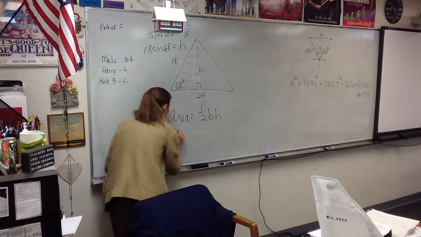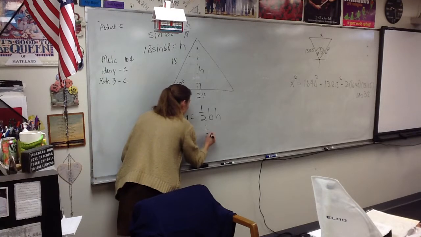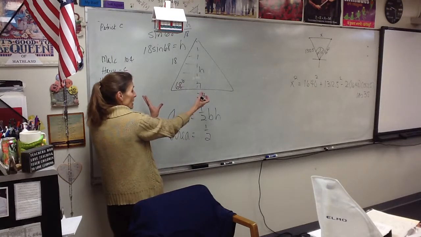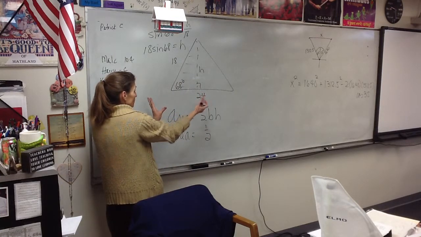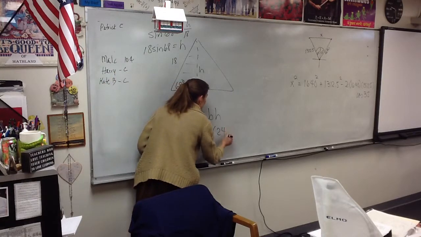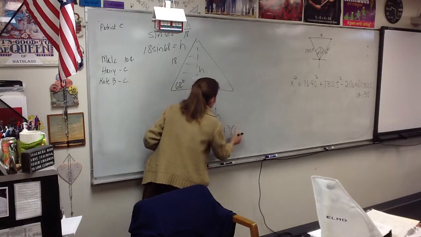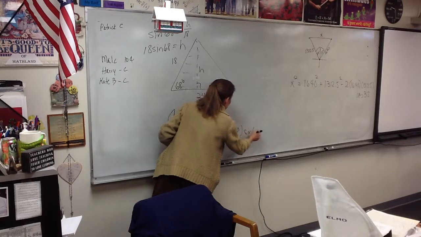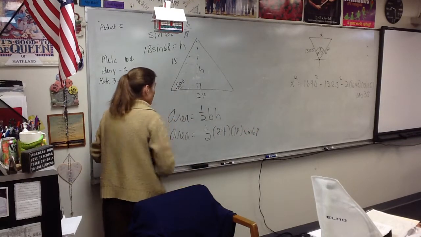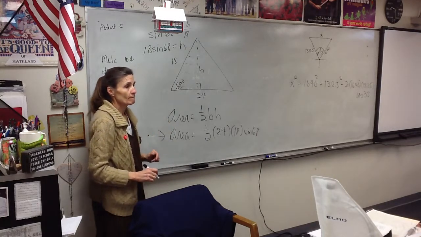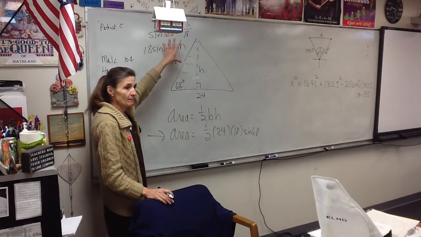So when I come down here and say, okay, now my area will be 1/2 the base. What's the base the way I've drawn it? 24. And the height, doing my little side work over here, is 18 sine 68. This is what I want you to know, because I'm never going to do that again.